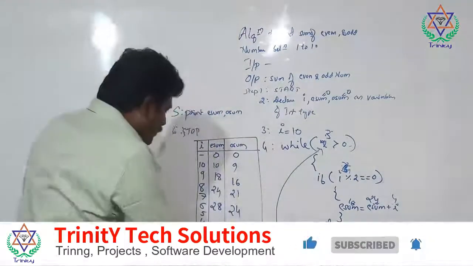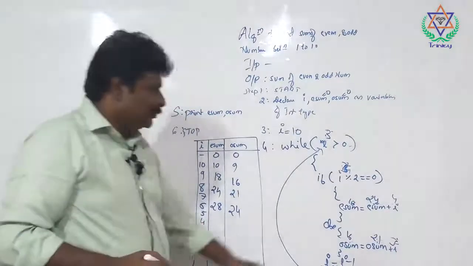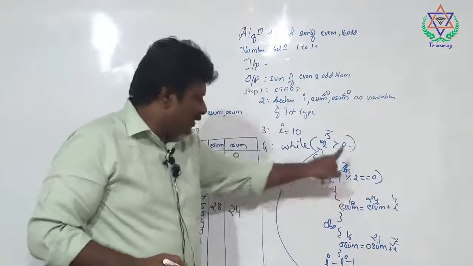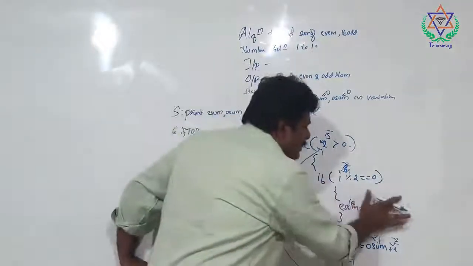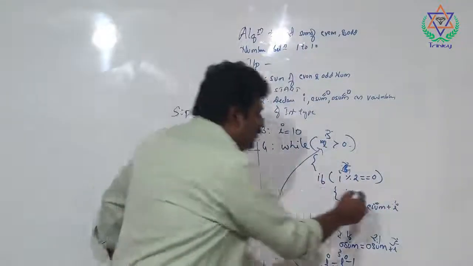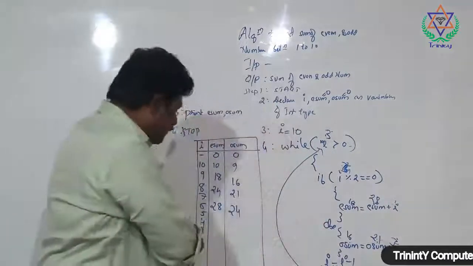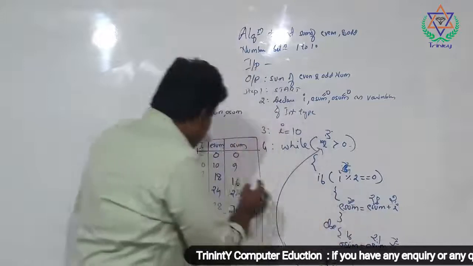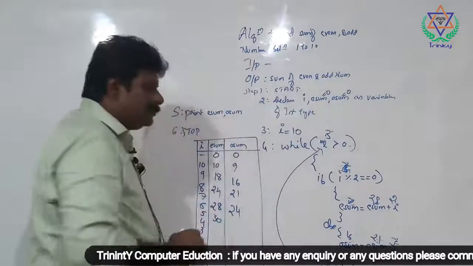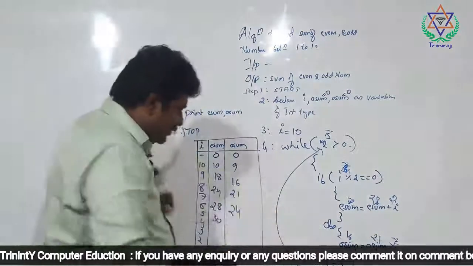Next, I equal to I minus 1. It becomes 2. Goes back. 2 is greater than 0. 2 mod 2 is equal to 0. It comes here. So, what is there in E sum? Let's have a look. 28 is there. What is there in I? We have 2. It becomes 30. So, let me put 30 over here. Comes outside. I equal to I minus 1.